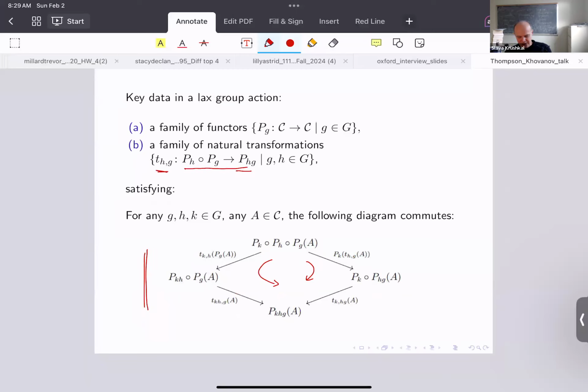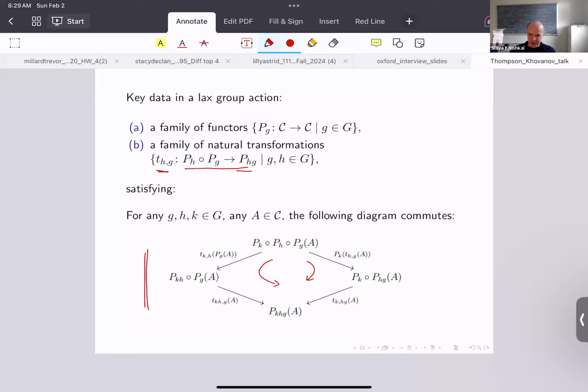I also want to point out that this is not a new definition. In the Heegaard-Floer theory, there is also a version of this. It has a slightly different name, but the action of the mapping class group there also has some feature of this lax group action.